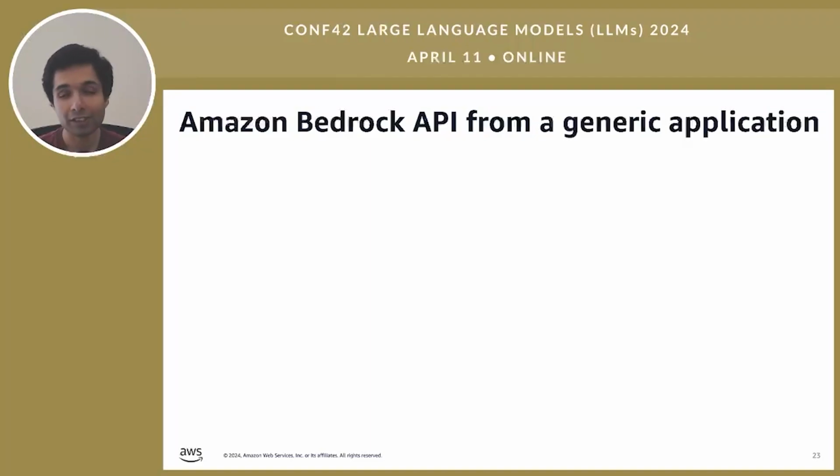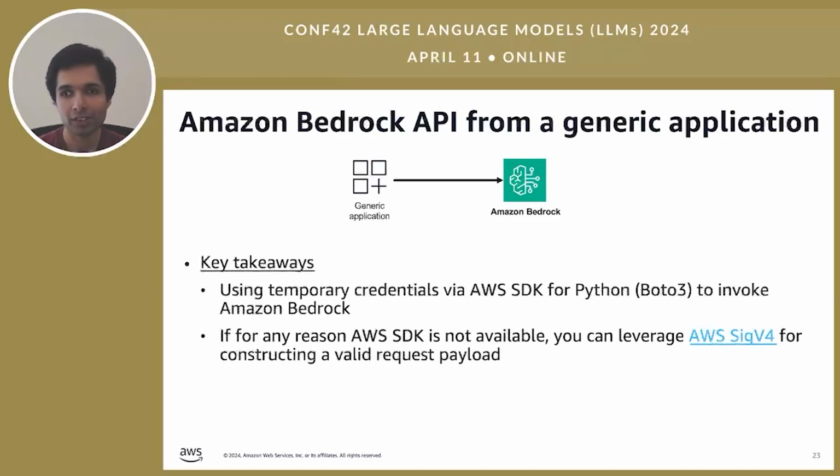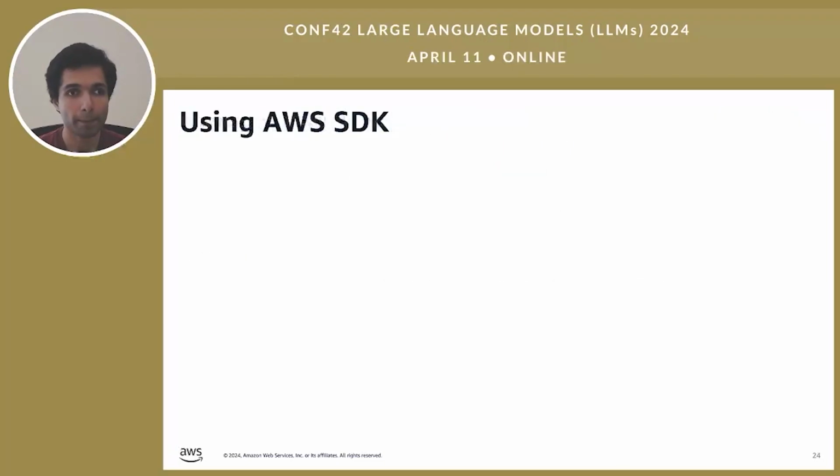Now, let's say you're not using any Lambda, you just want to use it from a generic application. You can essentially use Boto3 and use temporary credentials in order to gain access and ultimately invoke the Bedrock API. And for any reason, if the AWS SDK is not available to you, you can also leverage AWS SigV4 for constructing a valid request payload and invoking the Bedrock API.